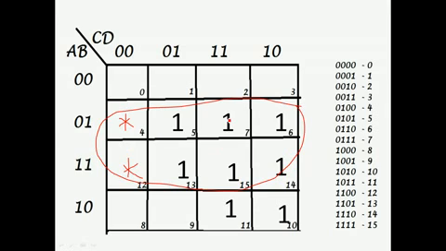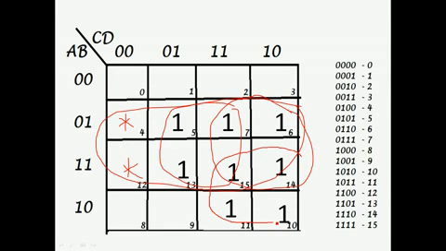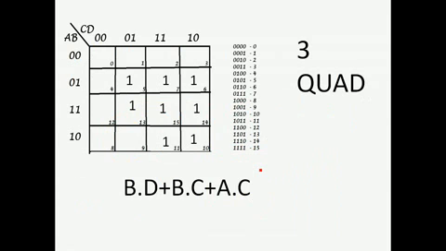Now let me check whether I can make a quad or not. Yes, I can make a quad out of this 4. Quad means 4. And next this 4. And then this 4. So I can see that all my ones are getting involved in one group or another. Okay, so I need not make any other pair with these ones. Next, I got 3 quads.